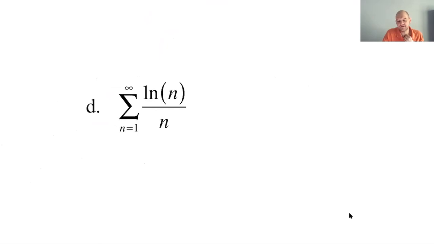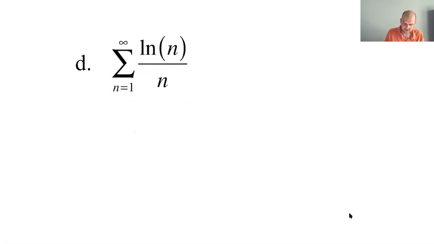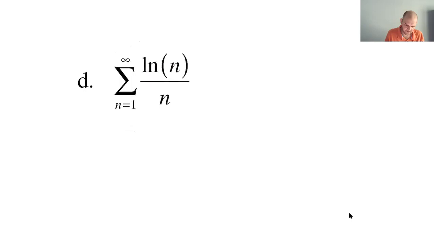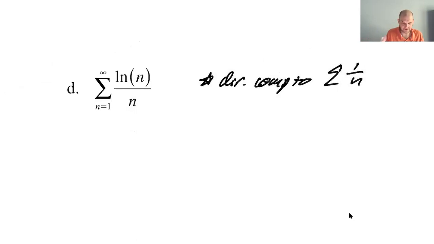Ratio test, I think, is going to be inconclusive. Root test, I don't even know, probably also inconclusive. I think I'm going to use the integral test. So I can't think what else I would do. I mean, well, this is bigger than 1 over n. This definitely diverges, right? So you could do direct comparison to 1 over n, because natural log is bigger than 1 eventually, so it's bigger than 1 over n. It's bigger than a diverging series, so it diverges.